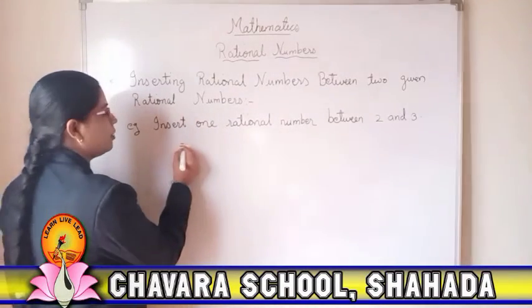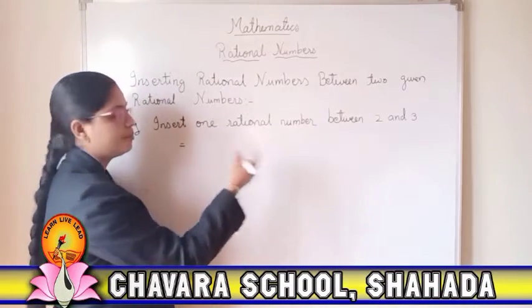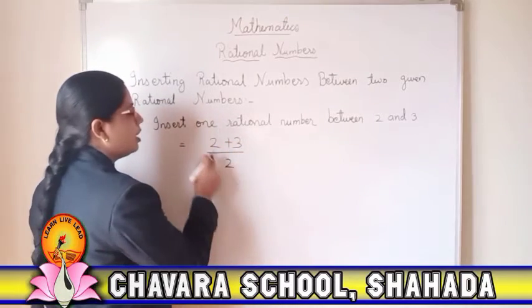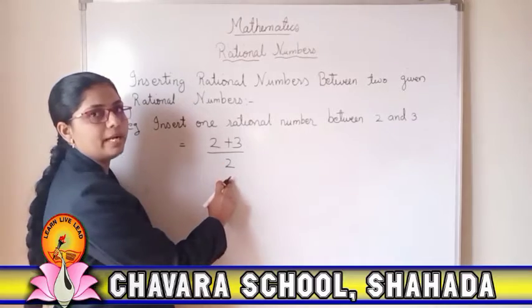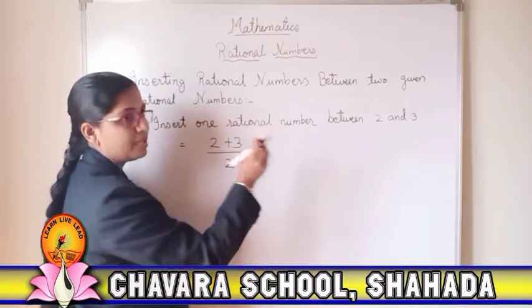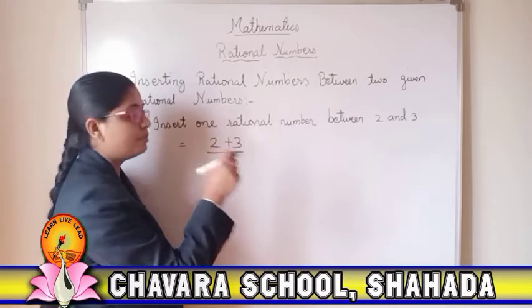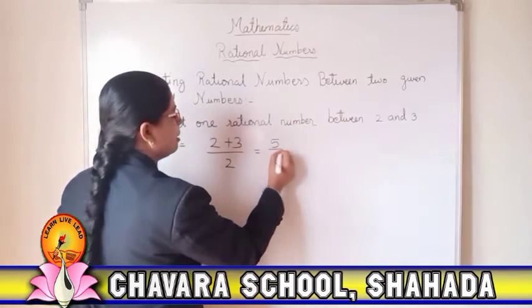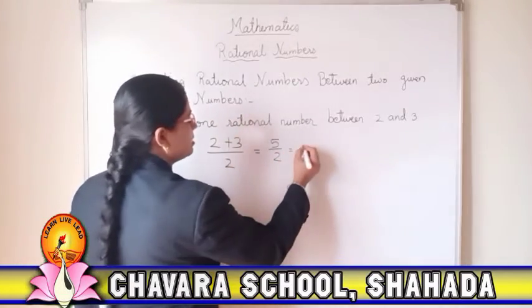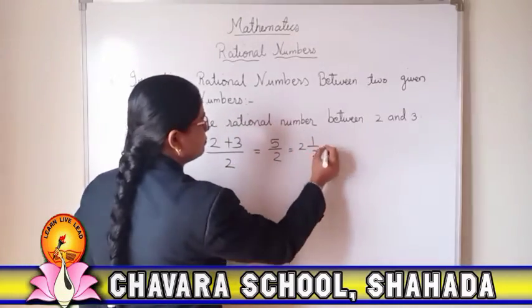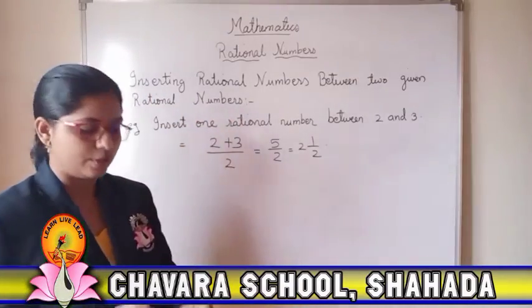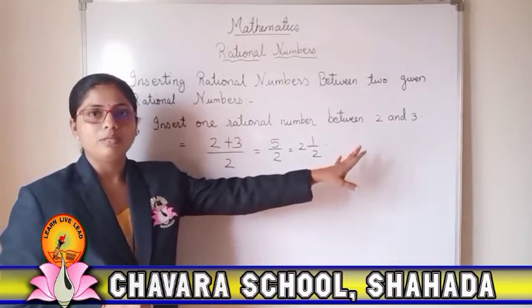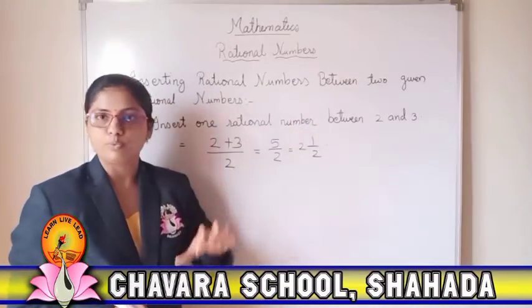So the numbers are 2 and 3. So what we will do is, do the addition of the two numbers and divide it by 2. How many numbers are there? 2. So divide it by 2. So between means the center number we have to make. So for that we will divide by 2. So here it will be 5 upon 2, which implies 2 and a half. You can make it into a mixed fraction also. So in this way we can just insert a rational number in between the given two numbers.